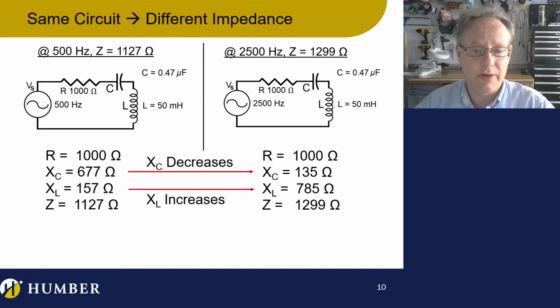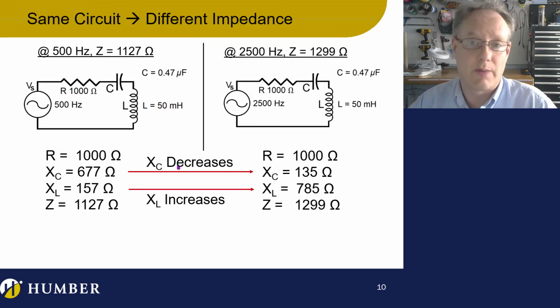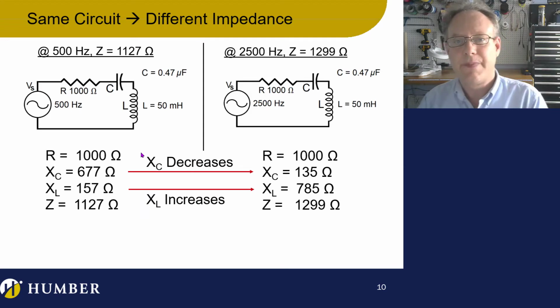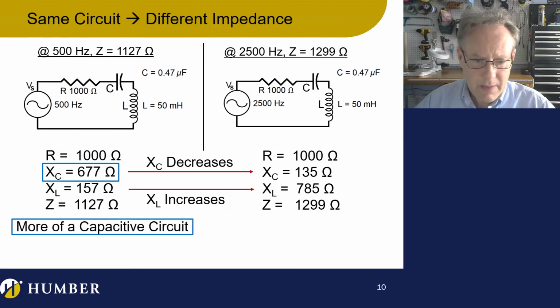So let's just move forward here and we can see that this happens. This one decreases and this one increases as we go along, because as the frequency increases, the capacitive reactance goes down and the inductive reactance goes up. There you go. So this is a more capacitive circuit because this is high.